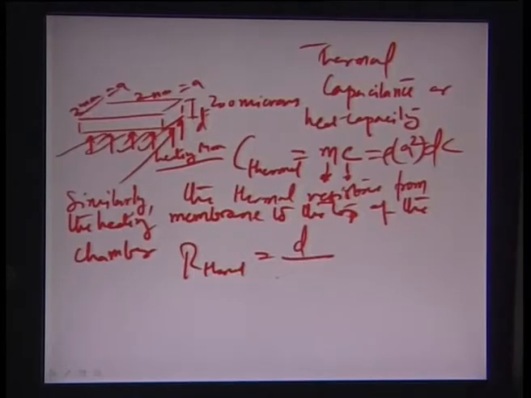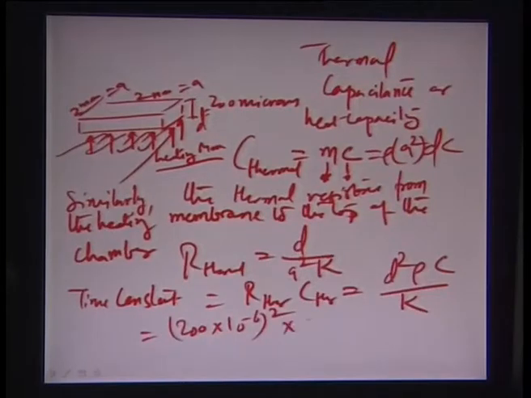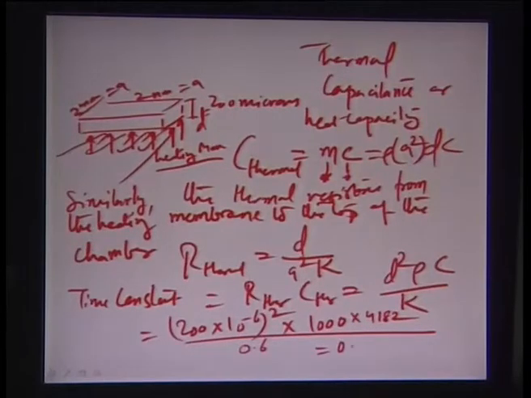If you remember the electrical analogy that we drew a slide back, the area of cross section is A square, so we have D divided by A square K. And the time constant in this case, which is R thermal C thermal, is nothing but D square rho C by K. If we assume a D of 200 microns, 200 times 10 to the power minus 6 squared, times the density of water, about 1000 kg per meter cube, times the specific heat capacity, about 4182 joule per kg per Kelvin, divided by the thermal conductivity K, which is 0.6 watts per Kelvin meter, we obtain a time constant of about 0.28 seconds.